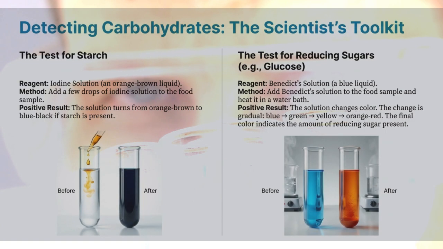All right, for starch, it's the iodine test. It's super simple. You just add a few drops of this orange-brown iodine solution, and if there's any starch in your sample, boom, it turns this deep, dark blue-black.